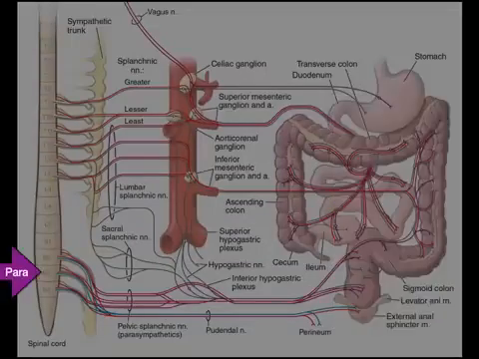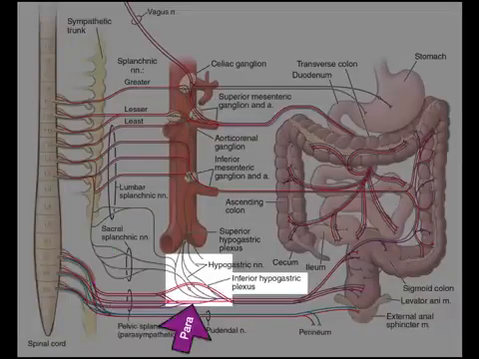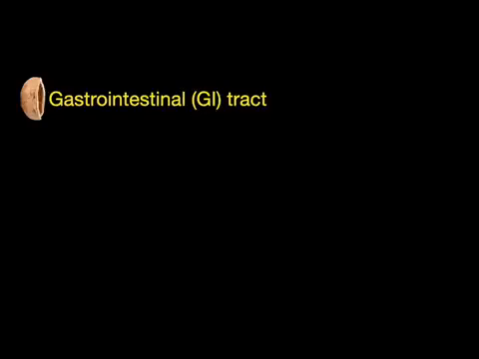Parasympathetics arise from the S2, 3, 4 spinal cord levels in the lateral horn, and then they course to the hindgut via these pelvic splanchnic nerves, okay, from S2, 3, 4, and then coursing in the hypogastric and inferior hypogastric plexuses supplies the hindgut organs. So there we have it. So the GI tract in a nutshell.